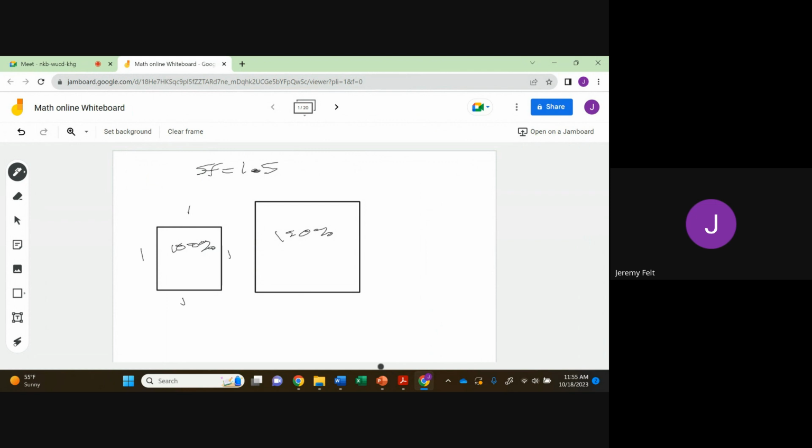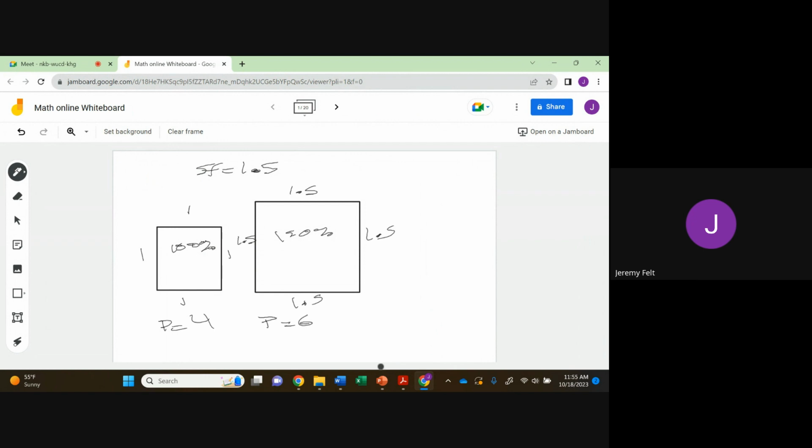Well, then that would make all of these sides 1.5, 1.5, 1.5, and 1.5. So now we want to find the area and the perimeter of our original. That's pretty easy to do. We know perimeter is just adding up all the sides, or since it's a square, we can just do 4 times the side. So 1 plus 1 plus 1 plus 1, or 4 times 1, is 4. And for this one, 1.5 plus 1.5 is 3, 4.5, and 6.